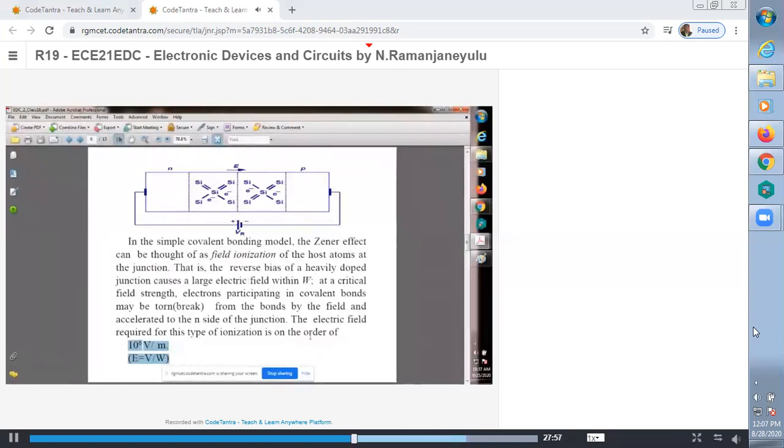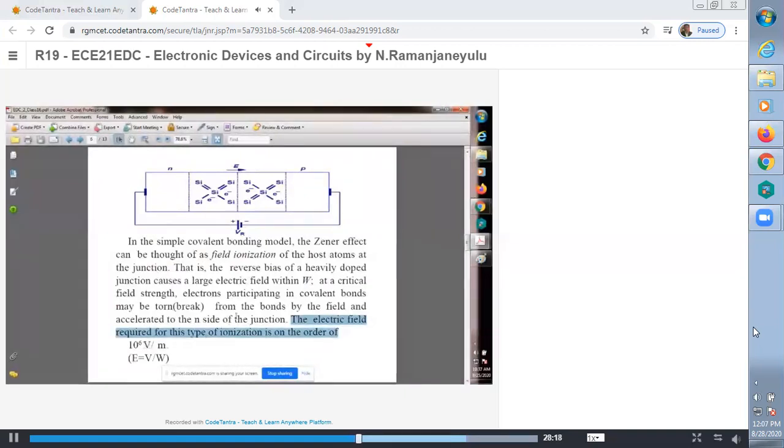The electric field required for this type of ionization is on the order of 10 to the power of 6 volts per meter. Ionization is the process of breaking the covalent bonds, right? How much is the electric field here? 10 to the power of 6 volts per meter.